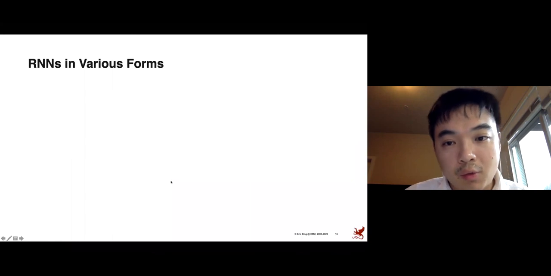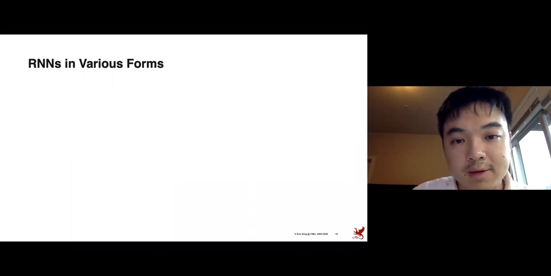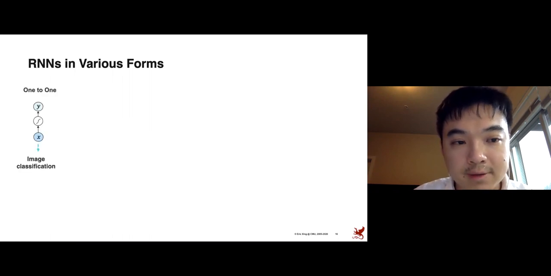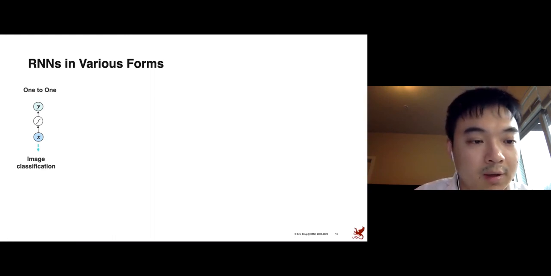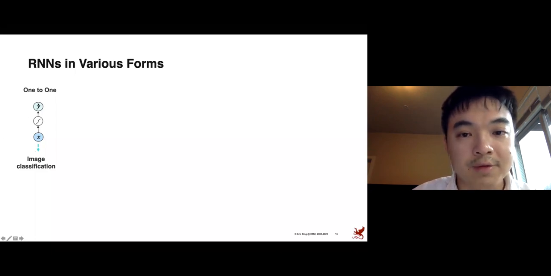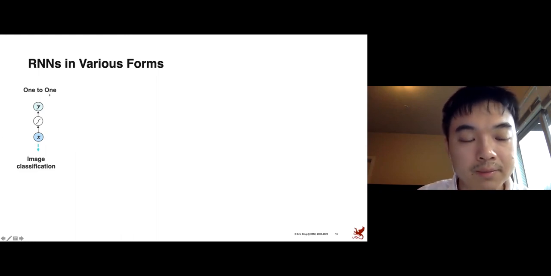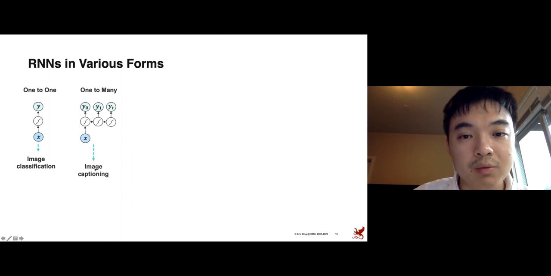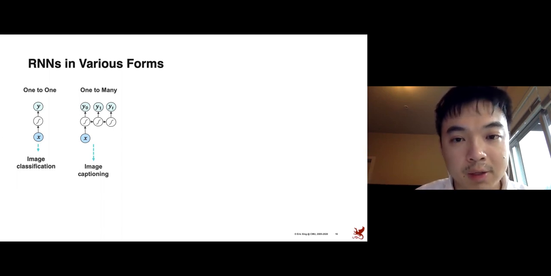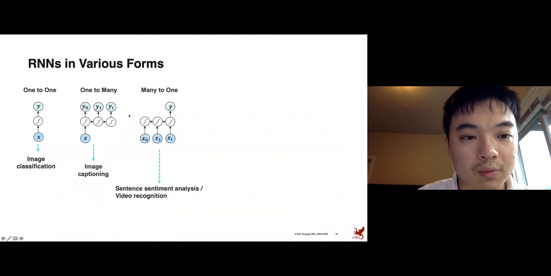Again, like in convolutional networks, where we have different variants such as ResNet or AlexNet, in recurrent networks we also have different forms or architectures for different tasks. We can see image classification as a special or degenerate case of recurrent networks, a single step recurrent network. Input is an image, and output is the feature or the class of the image. So this is a one-to-one mapping. We can do one-to-many mapping, say image captioning. Given an image, we want to generate a sequence of tokens, which is a caption of the image.